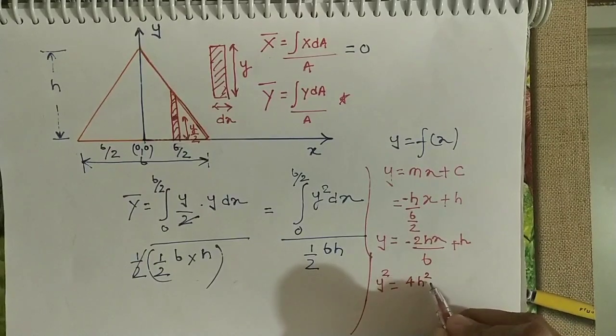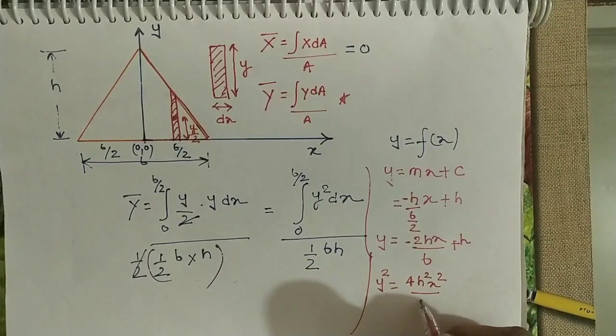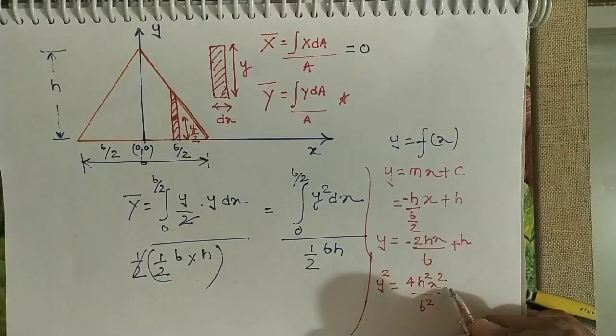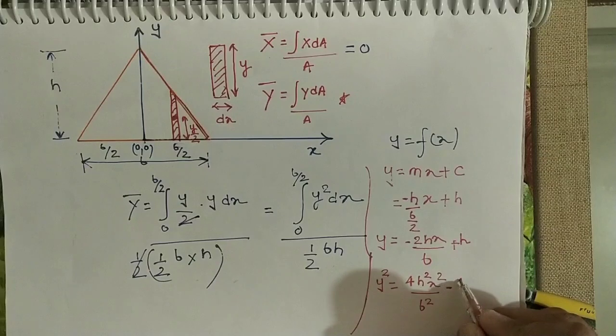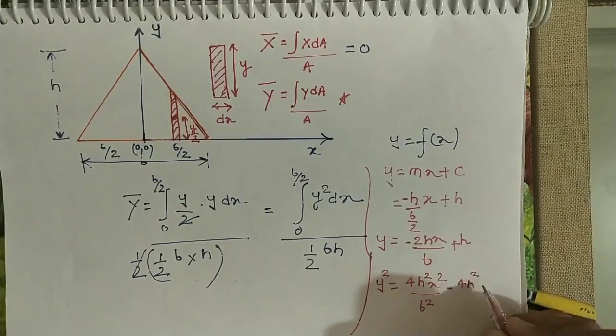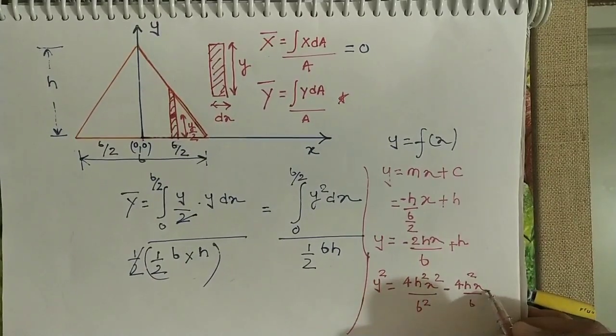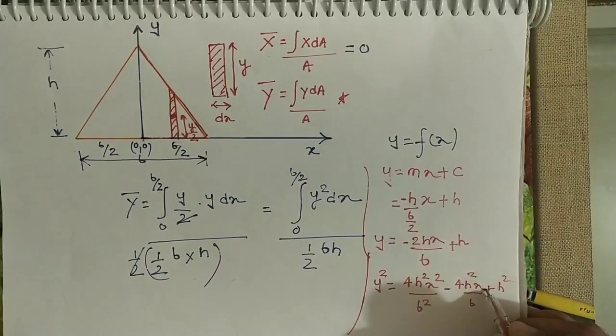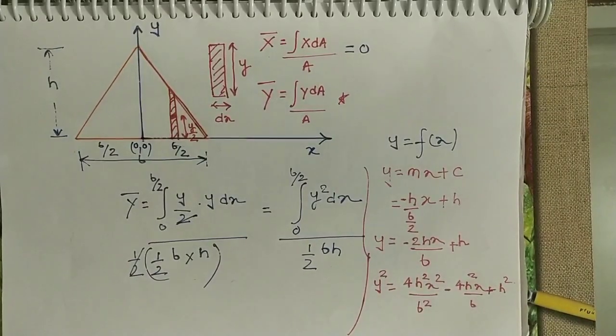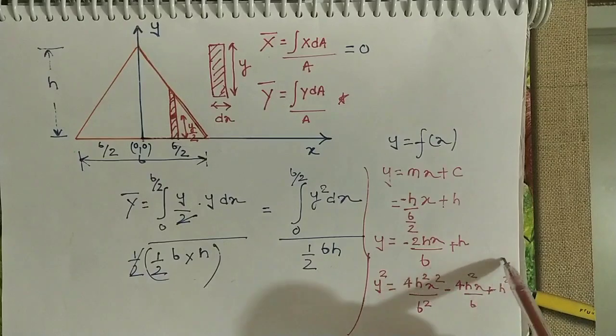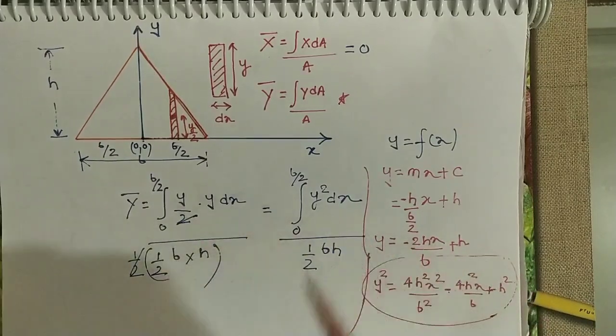4h square x square by b square minus 4h square x by b plus h square. Okay. A minus b whole square, the formula that I have used, a square minus 2ab plus b square. Now let us put this value in this equation and let us integrate it.